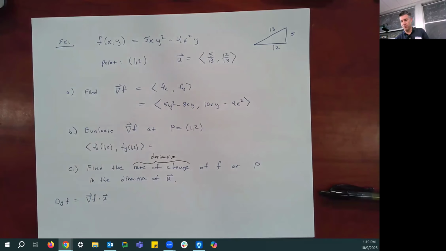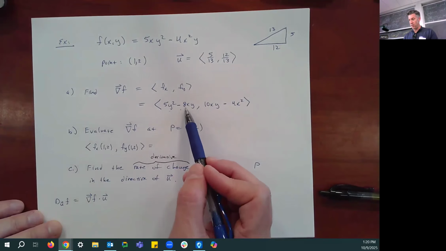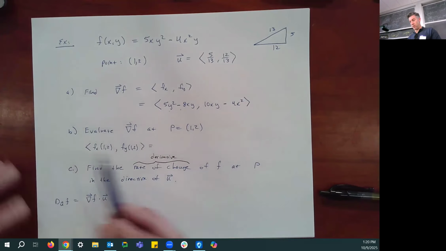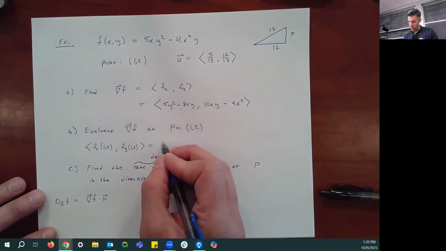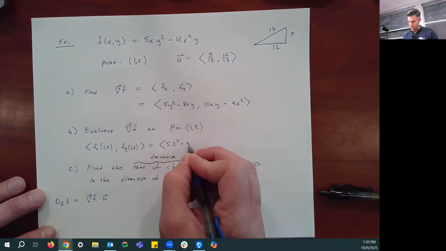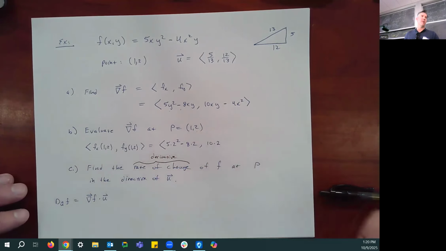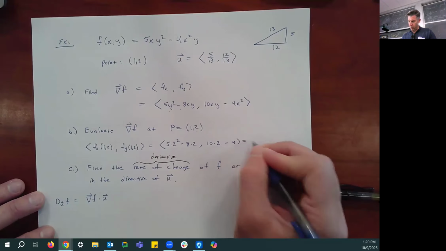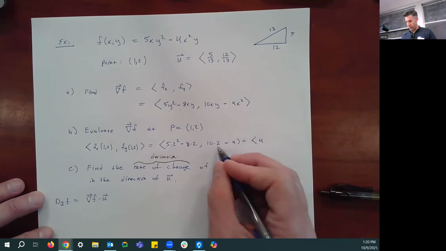So there's my gradient. It's not pretty, but it's the partial with respect to x, which is 5y squared minus 8xy, and the partial with respect to y, which is 10xy minus 4x squared. And then the gradient evaluated at the point. We're just plugging in the point 1 comma 2 for x and y here. So again, it's not super nice. It's going to be 5 times 2 squared minus 8 times 1 times 2, comma 10 times 1 times 2. I'm not writing the times 1 part because multiplying by 1 doesn't change anything. Minus 4 times 1 squared. So it looks like we've got 5 times 4 minus 16, which is 20 minus 16, which is 4, and 20 minus 4, which is 16.